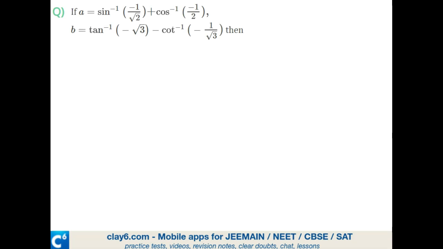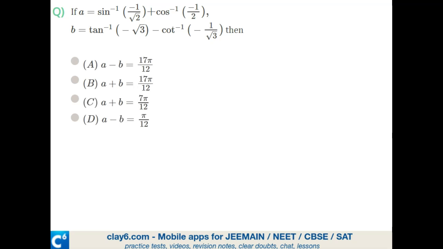So the question is, if A equals sine inverse of minus 1 by root 2 plus cos inverse of minus half, and B equals tan inverse of minus root 3 minus cot inverse of minus 1 by root 3, then which of the following should be true? So, let's get to the solution.